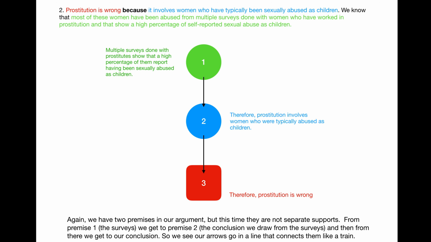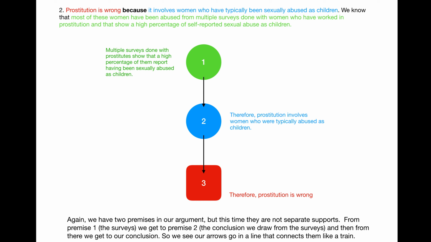All right, number 2. Prostitution is wrong because it involves women who have typically been sexually abused as children. We know that most of these women have been abused from multiple surveys done with women who have worked in prostitution and that show a high percentage of self-reported sexual abuse as children. You don't want to necessarily quote everything. You're going to want to take the words and make them make sense out of everything being connected.